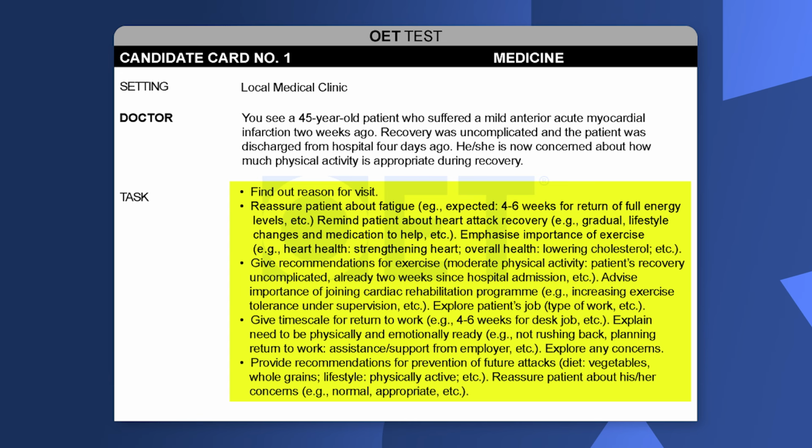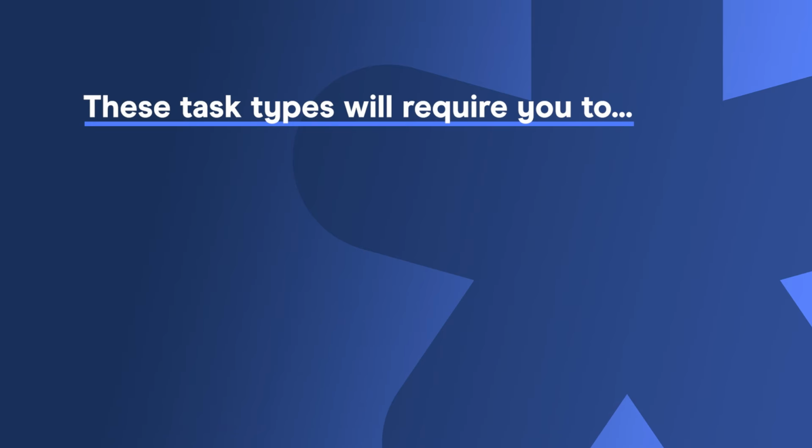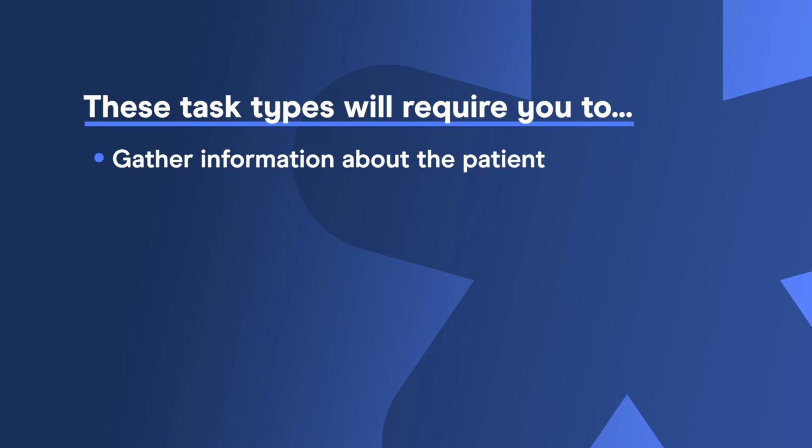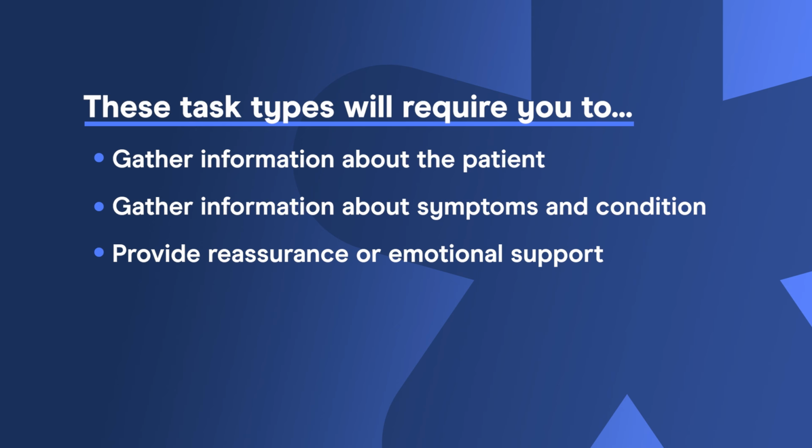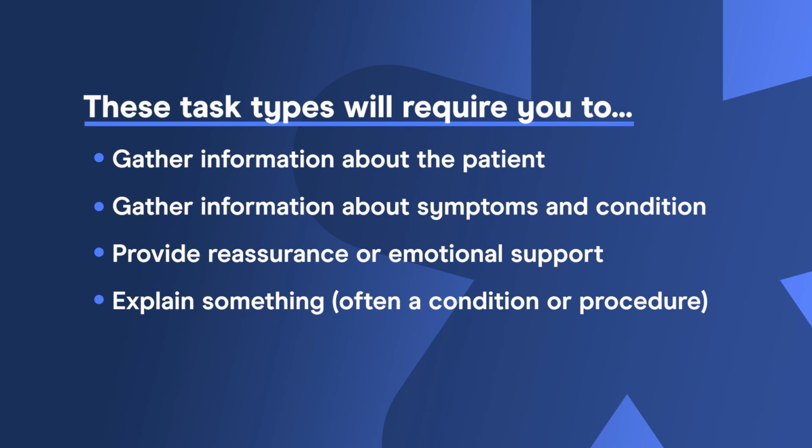In the preparation time you have, it might feel like there's a lot to absorb quickly, but don't let yourself get bogged down. Rather than focusing on detail, I'll give you a helpful tip. Focus on what each task is asking you to do. The bullet points you'll be given will follow a pattern that aligns with a task type. These task types will require you to gather information about the patient, gather information about their symptoms or condition, provide reassurance or emotional support, explain something, often a condition or procedure, to the patient, and advise the patient about something relating to their condition.